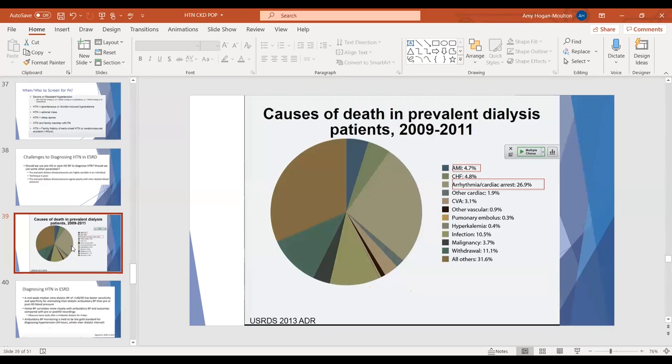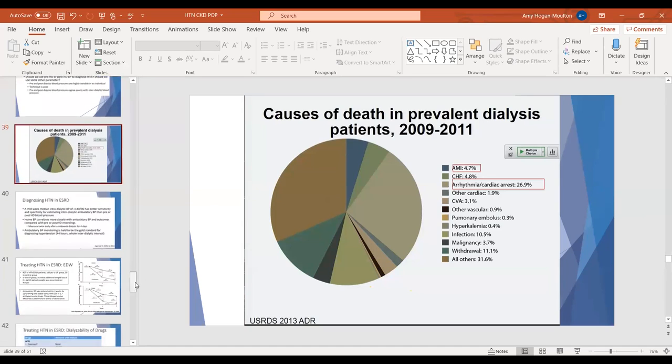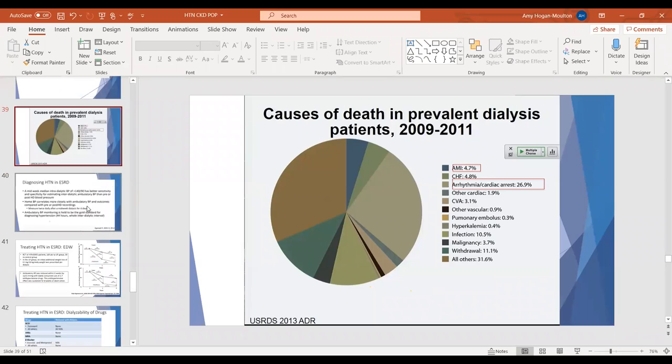So, USRDS puts out data all the time, but the cause of death in a renal patient is cardiac. It's acute MIs, it's cardiac arrhythmias, it's heart failure. Absolutely, they do get infected when they have lines. And absolutely, they get malignancies, but there's no doubt about it. They are a cardiac renal population that needs to be attended and protected.